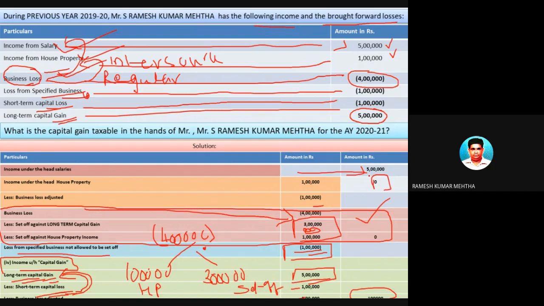So this is income from salary, no income from house property, no business income, but however there is a capital gain income of 1 lakh rupees. Total income is 6 lakh rupees.